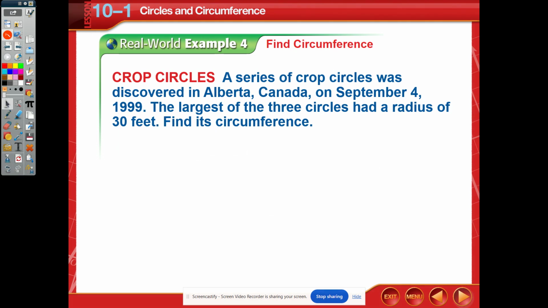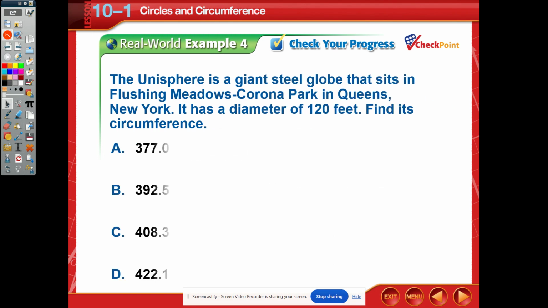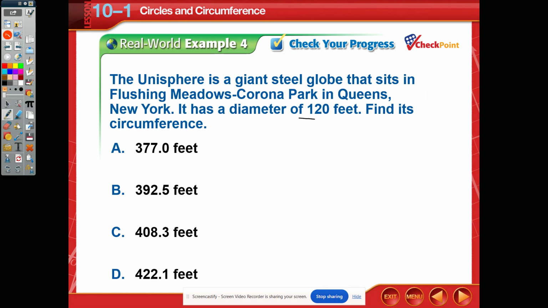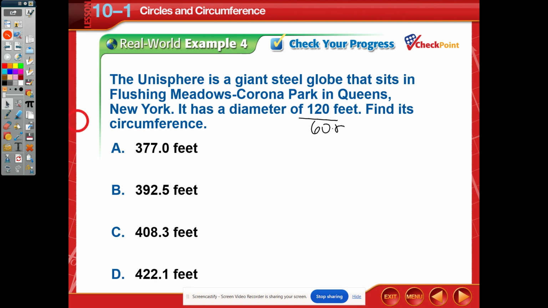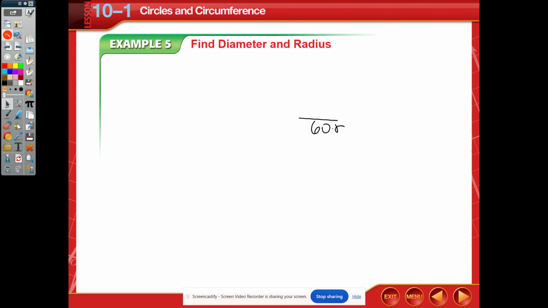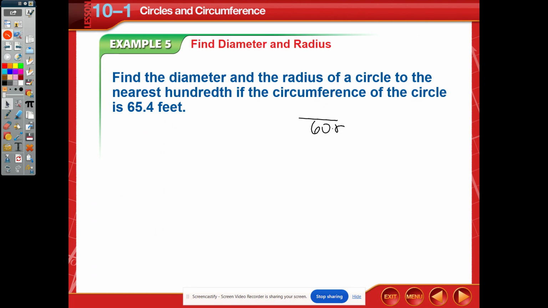That is circumference. We have a circumference question that asks us to solve for the radius. Nope, that asks us to find the circumference given the diameter. This one we want to half this to get the radius and then use that. Find the diameter and the radius.